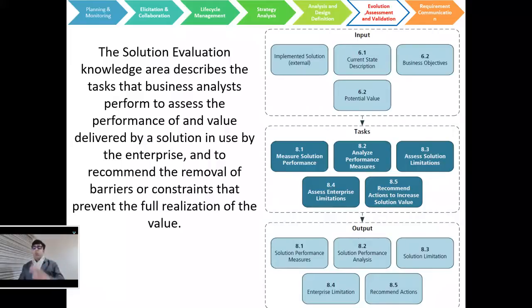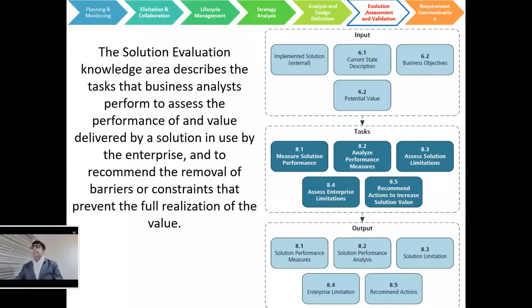And finally, when a solution doesn't have built-in performance measurements, then I as a business analyst need to sit with my stakeholders and set the measurement criteria. Remember the planning and monitoring part? The same thing we have to do here. The improvement areas and the performance measurement areas we have to define here.